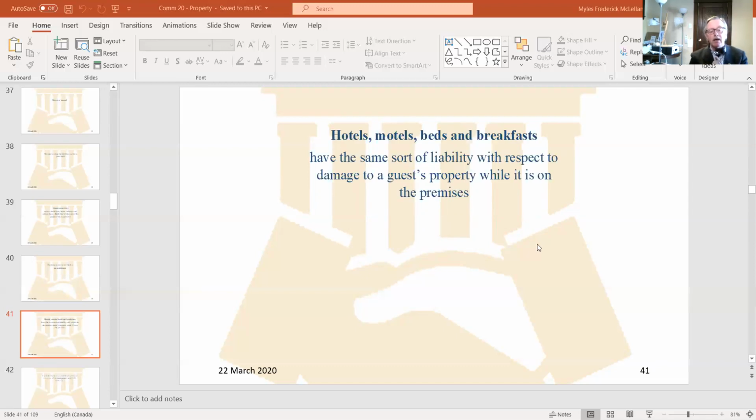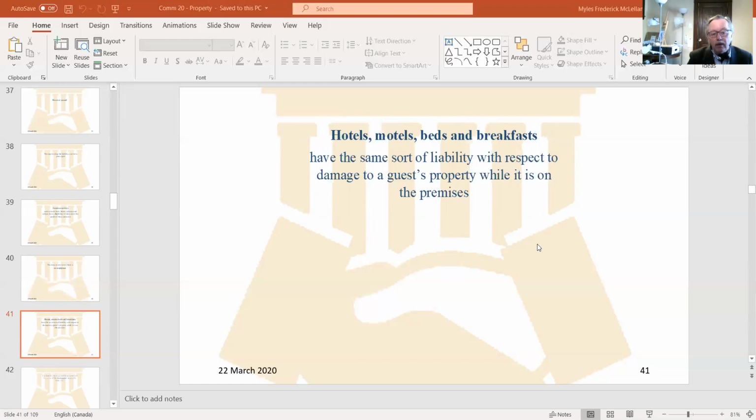On the other hand, hotels, motels, bed and breakfasts, Airbnb for that matter, actually have that same sort of liability as do common carriers, because again, these are business premises that are being paid for the purposes of having your goods on those premises. So if you're a guest in a hotel, or any of these venues, it would be your luggage for the most part.